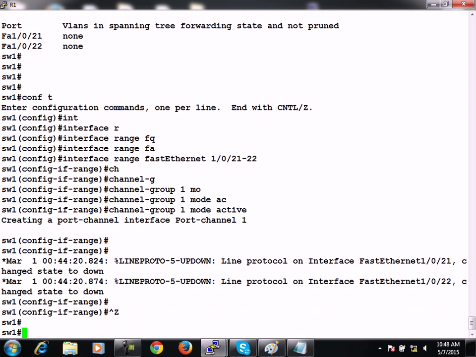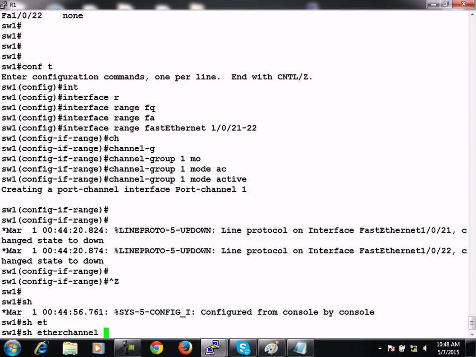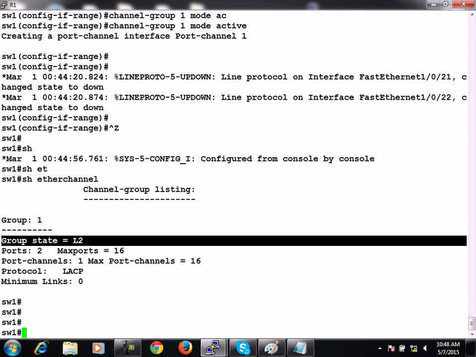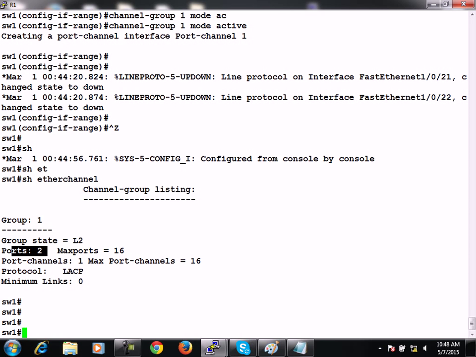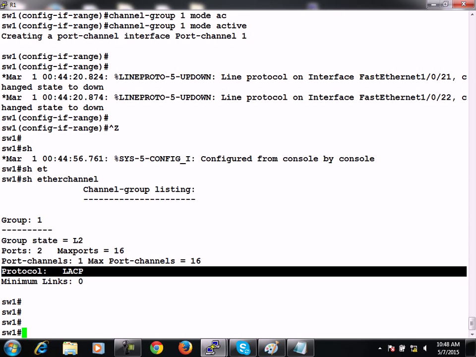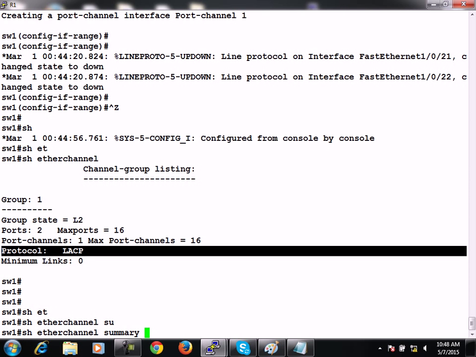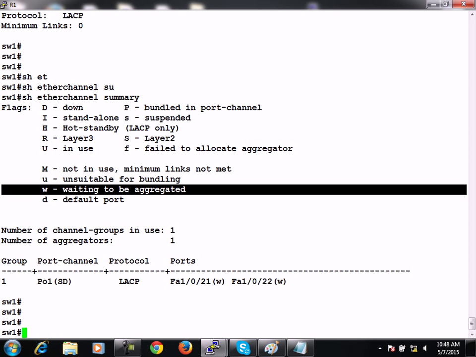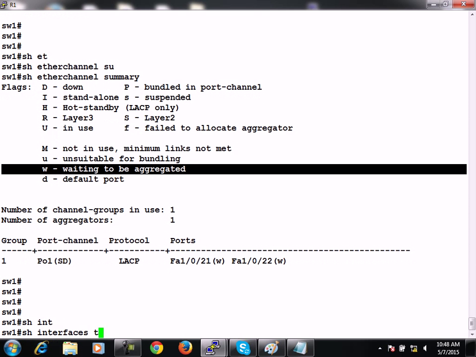So let's move back again to switch 1 and say show etherchannel, and here again you can see that group state is what? L2. It means this is a layer 2 etherchannel, right? You have aggregated two ports here, but the maximum ports that can be aggregated here is 16, right? And the protocol is running LACP. And show etherchannel summary, you can see here that this time we are using LACP, and now W means waiting to be aggregated, right? Don't worry, it will come up. So show interface is trunk.